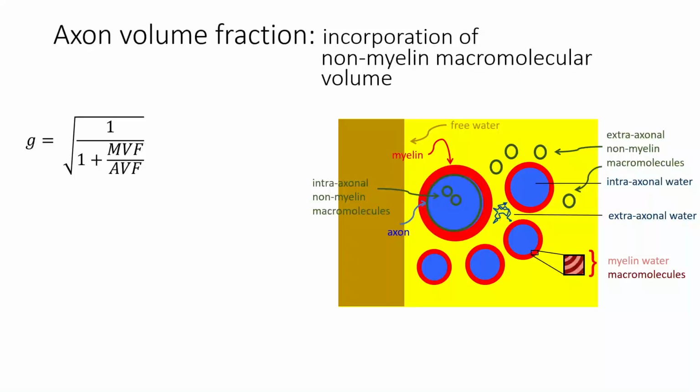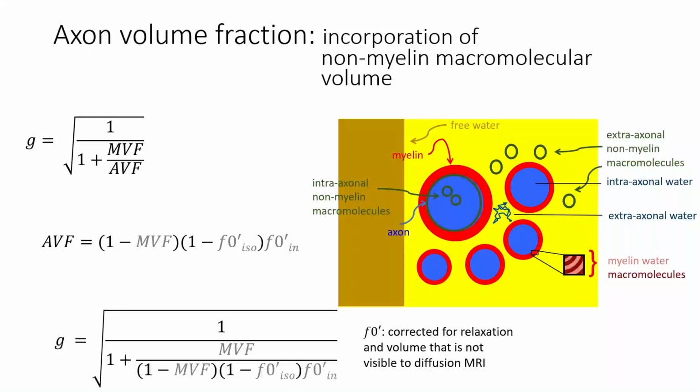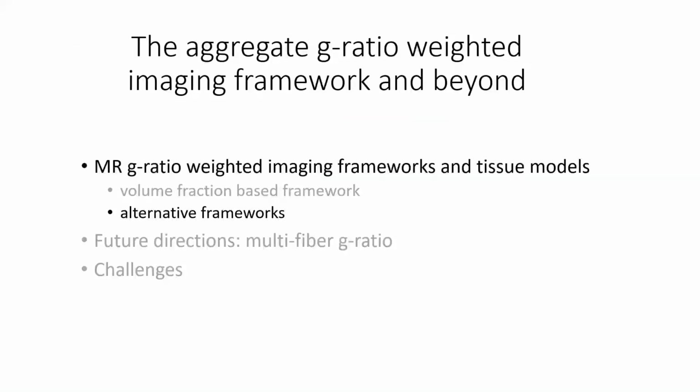But we also need to consider the intraaxonal volume that is not myelin. So we could also reformulate this as a correction to all diffusion model-based signal fractions where we need to correct for both relaxation and diffusion invisible macromolecular volume. Excuse me. So now we have this formula for the G ratio. So there are other concerns that I'll summarize at the end, but I'm going to move on to alternate frameworks for estimating the G ratio.